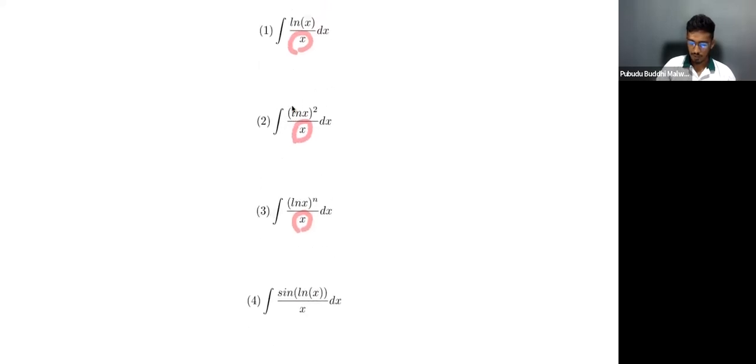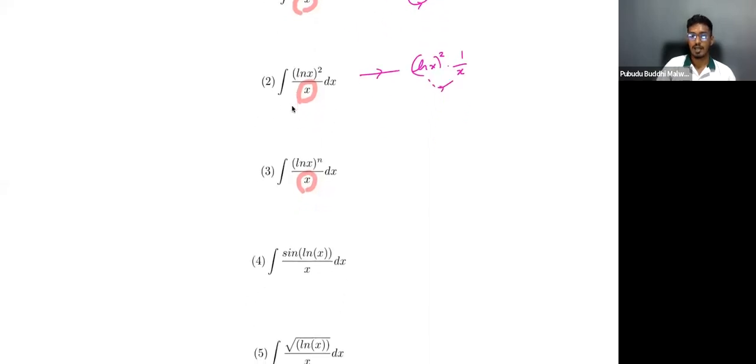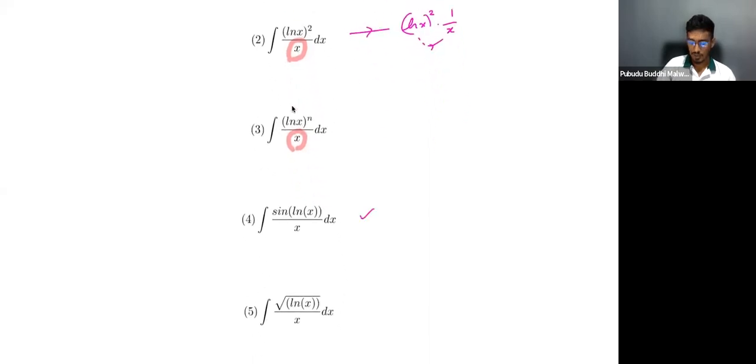You can try the fourth question actually. I'll explain that. Because this 1 over x in the denominator is actually the derivative of the inner function. For that one, just one function. But here, the derivative of the inner function. So that's the idea. I think you can try these two questions now using that idea.